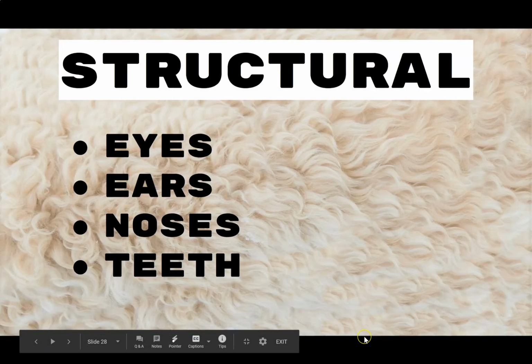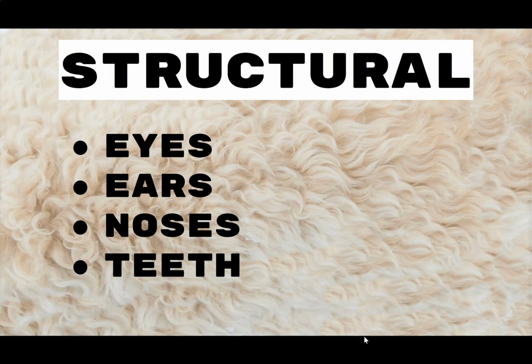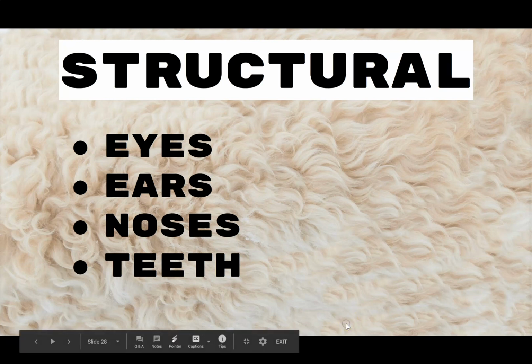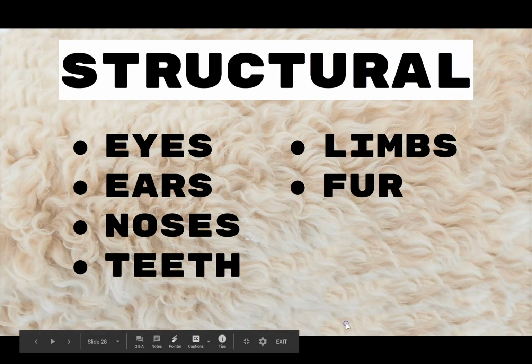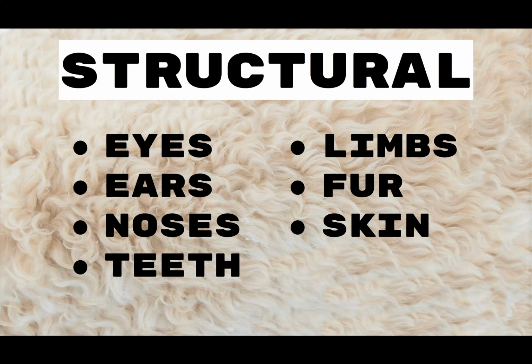Okay, awesome. So structural adaptations can be anything that's a part of the animal's body that helps it to survive in its environment. So eyes, ears, noses, teeth, as well as limbs, fur, skin, hair, etc. All these different body parts are structural adaptations to help an animal survive.